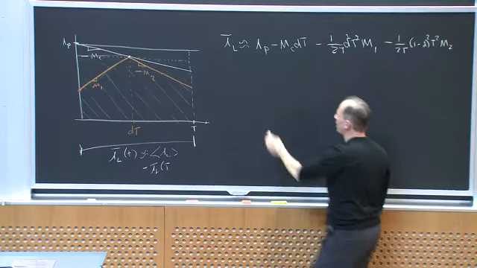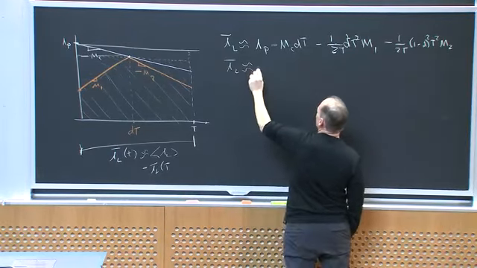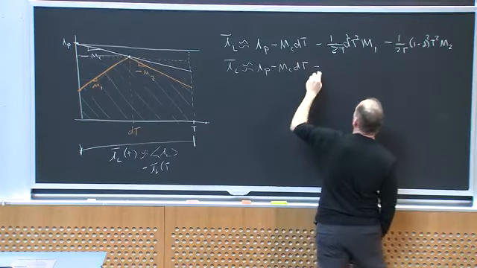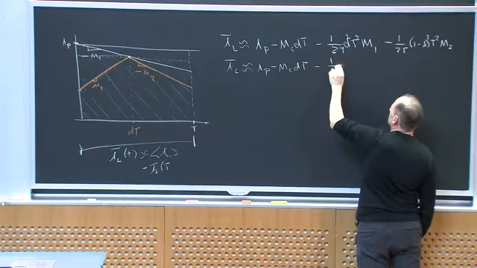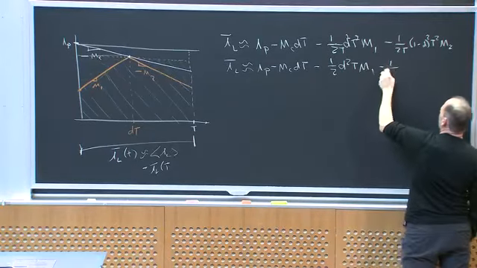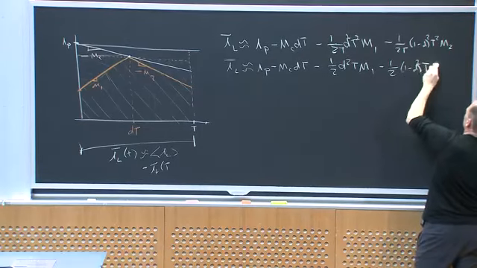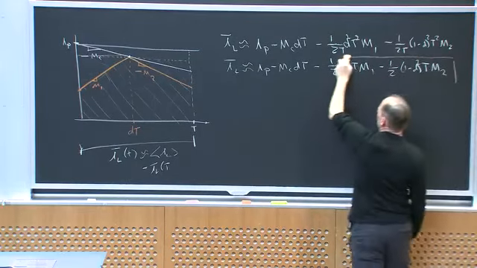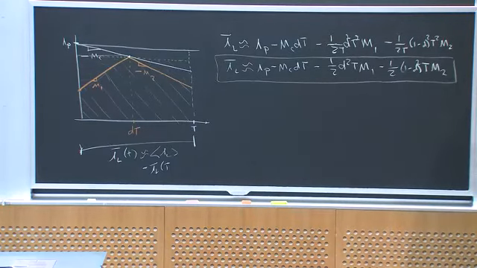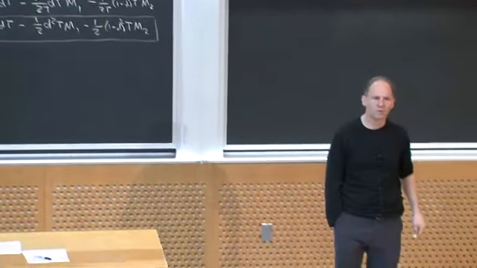So if I rewrite that, IL bar is approximately equal to I peak minus MC dt minus 1/2 d squared T m1 minus 1/2 (1 minus d) squared T m2. And this is the basis of the substitution I'm going to make. Any questions about that?